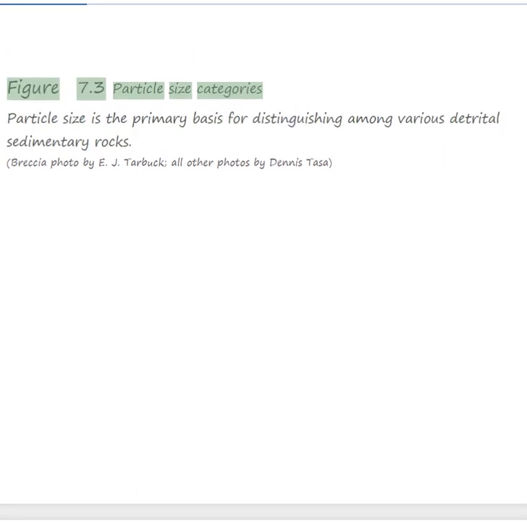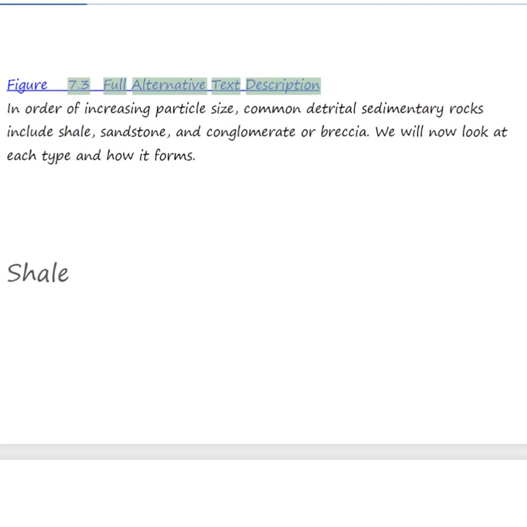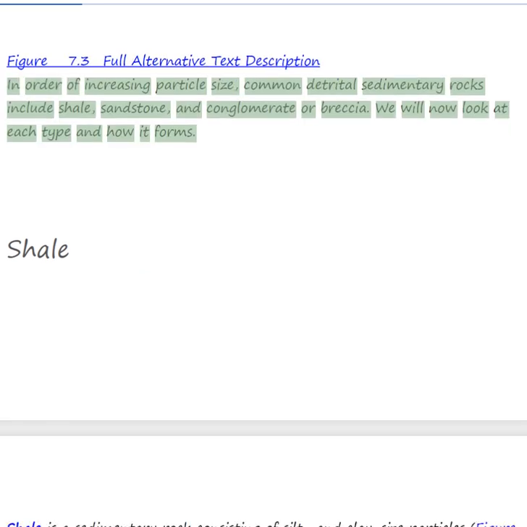Figure 7.3 Particle size categories. Figure 7.3 Full alternative text description. In order of increasing particle size, common detrital sedimentary rocks include shale, sandstone, and conglomerate or breccia. We will now look at each type and how it forms.